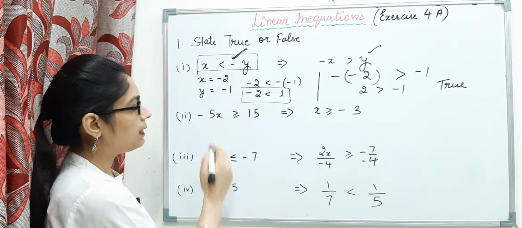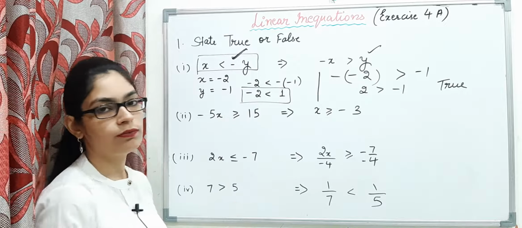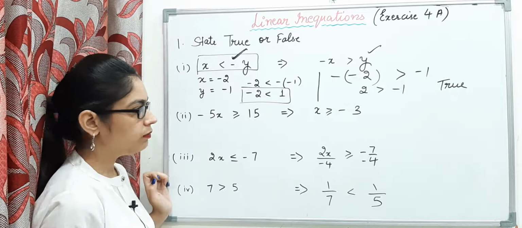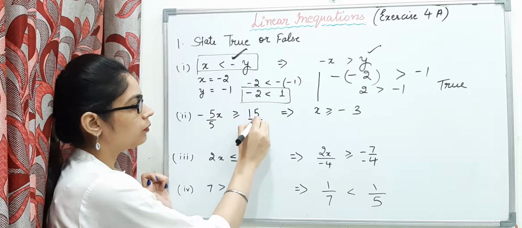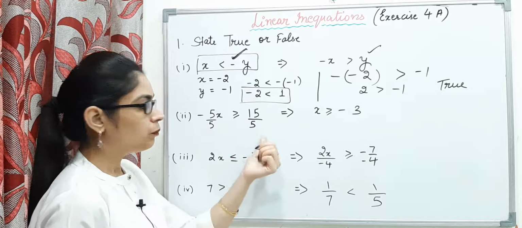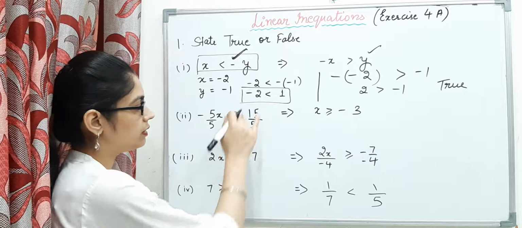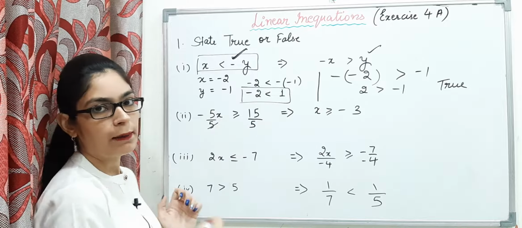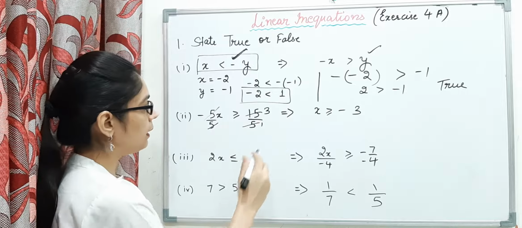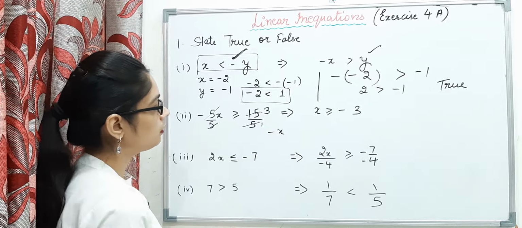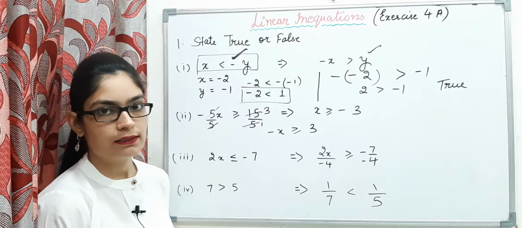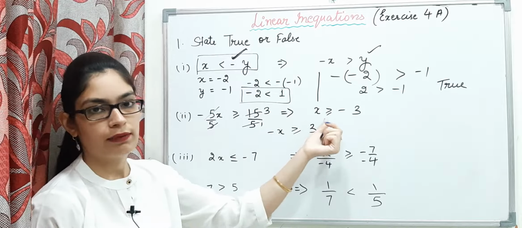Second, it is minus 5x is greater than or equal to 15. So we have to solve this minus 5x. How can we solve this? We can just divide, because in the rules I have explained to you, we can divide both the sides by the same positive number and the inequation will remain the same. So 5 with 5 I am dividing both the sides. So 5 and 5 will get cancelled, 5 into 1 and 5 into 3. So I am getting minus x is greater than or equal to 3.